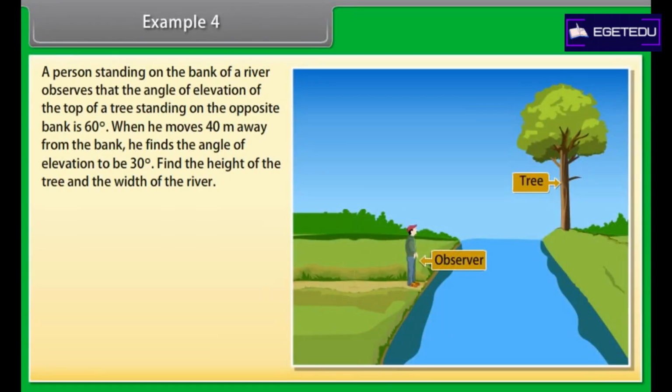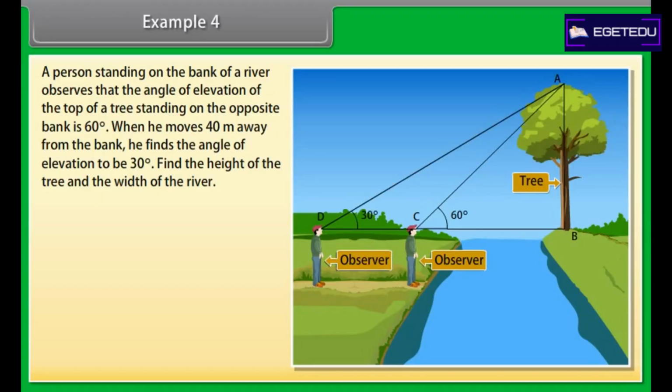Example 4. A person standing on the bank of a river observes that the angle of elevation of the top of a tree standing on the opposite bank is 60 degrees. When he moves 40 meters away from the bank, he finds the angle of elevation to be 30 degrees. Find the height of the tree and the width of the river.